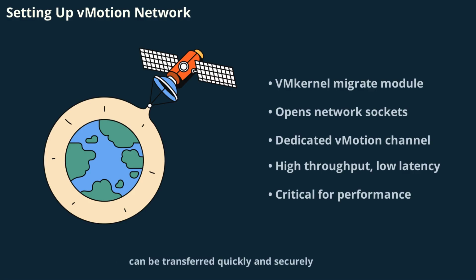The vMotion network is optimized for high throughput and low latency, which is essential for minimizing migration time and reducing the impact on running workloads. Proper network configuration is crucial for successful vMotion operations.